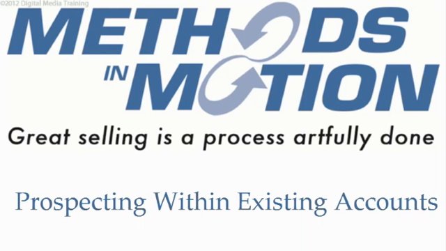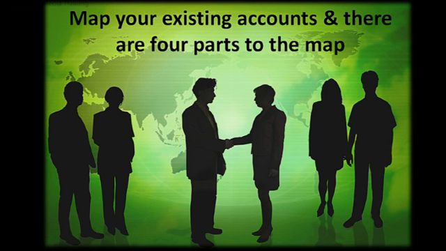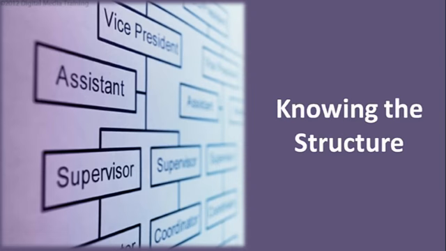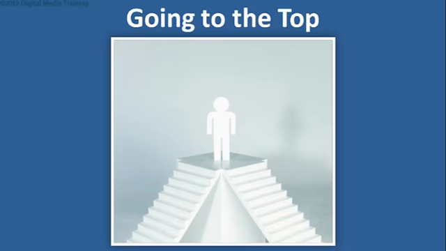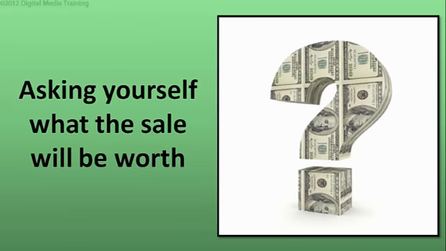Today I want to talk to you about prospecting within existing accounts. I want you to map your existing accounts, and there are 4 parts to the map. The first is knowing the structure. The second is imagining. The third is going to the top, and finally asking yourself what the sale will be worth. Let's go through each.